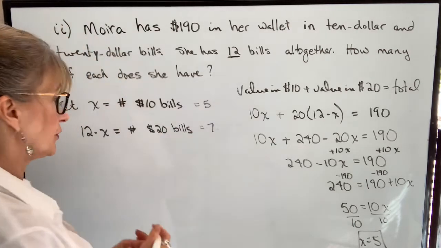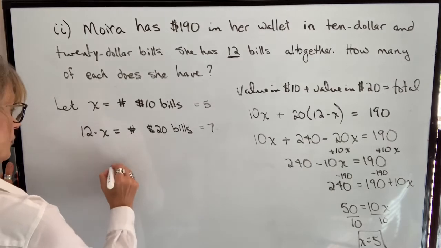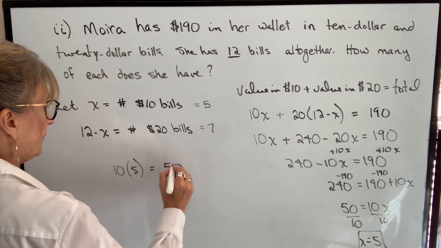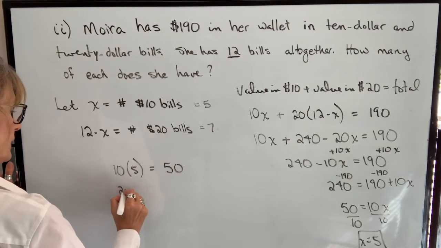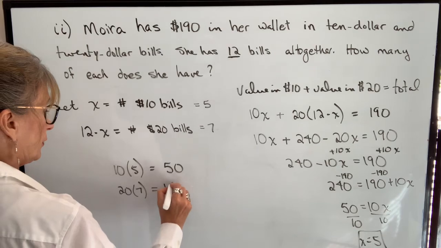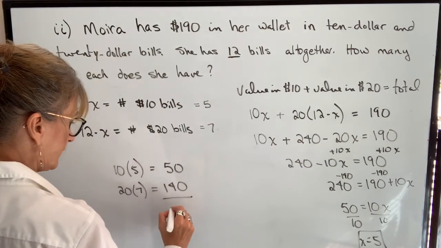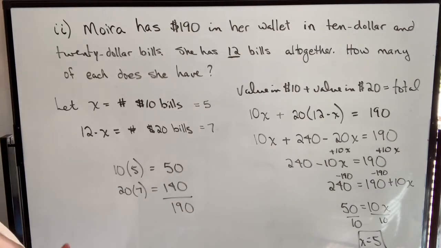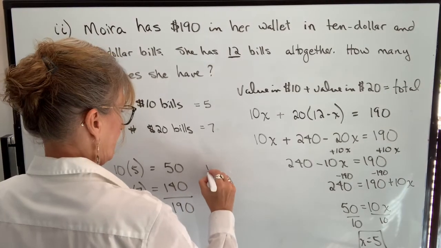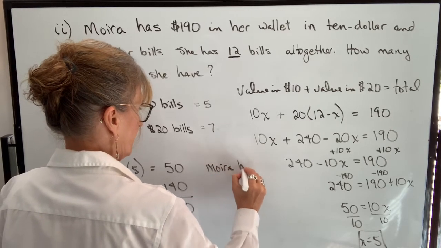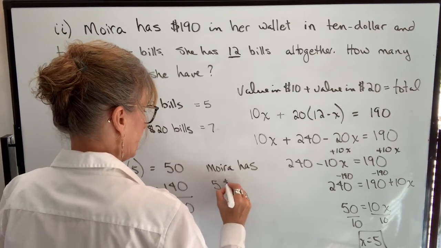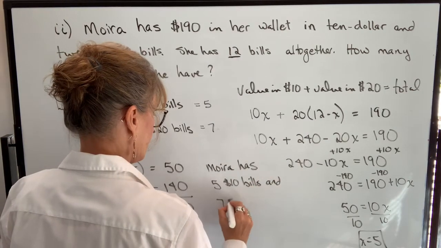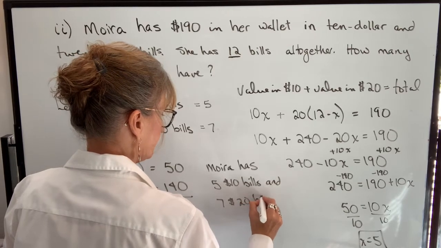So let's just do a little bit of a check in terms of their value. $10 times 5 of them will be $50. $20 times 7 of them will be $140. If we add those amounts up, I do get $190. So I know my answer is correct. So I just make a little statement. Moira has 5 $10 bills and 7 $20 bills.